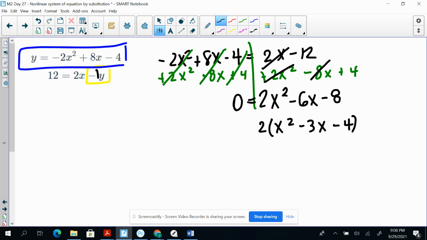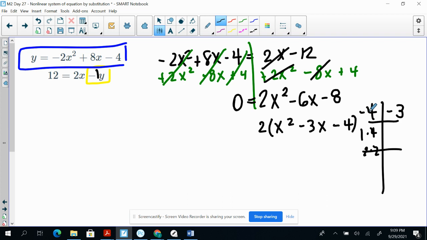And if you would, I would challenge you to pause the video and see if you can factor this correctly yourself. But we're looking for negative 4. Multiples of negative 4. That will give us a negative 3. So 1 and 4, 2 and 2. 2 and 2 are off the gamut. That won't work. That won't ever give us negative 3, or a positive 3 for that matter.